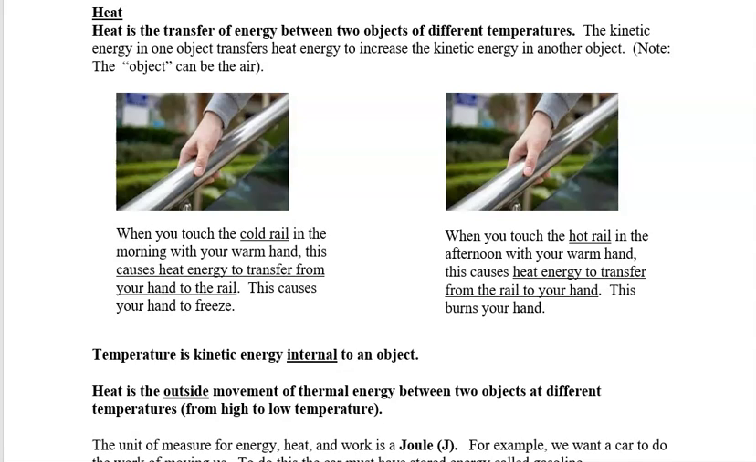When you touch the hot rail in the afternoon, your hand is at a different temperature. It's still warm, but this causes heat energy to transfer from the rail to your hand, because the rail at that time is much hotter than your hand, and this burns your hand. Temperature is kinetic energy internal to an object. Heat is the outside movement of thermal energy between two objects at different temperatures, from high temperature to low temperature.